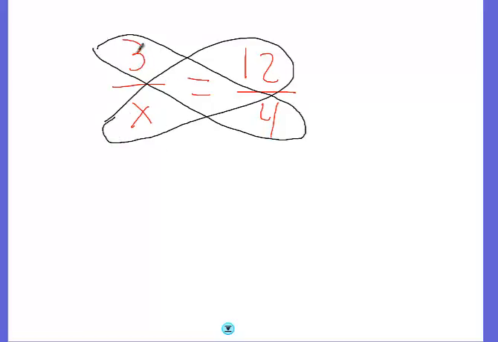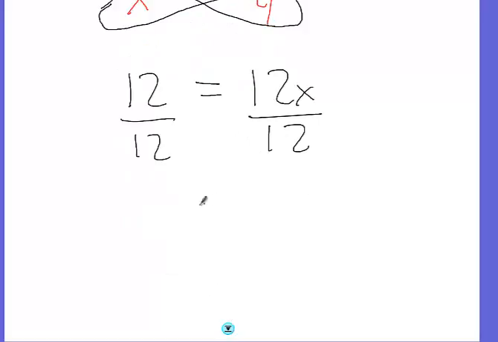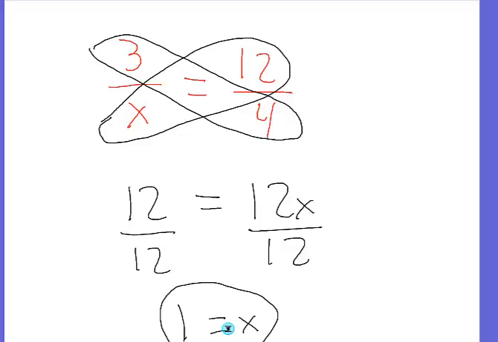You multiply 3 times 4 is 12. 12 times x is 12x. So you have 12 equals 12x. Divide both sides by 12, and x is equal to 1. So that's one way you can solve them. Cross multiply, divide, and that's all you have to do.